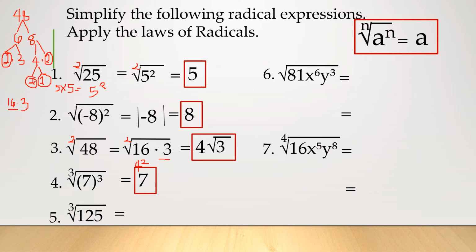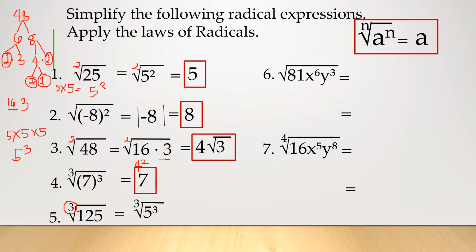So, 125, here the index is 3. Can you think of a number that if you raise it to 3, the answer is 125? You try 5 because it's divisible by 5. 5 times 5, that is 25. 25 times 5, that is 125. So it means that is 5 cubed. So 125 in exponential form is 5 cubed.